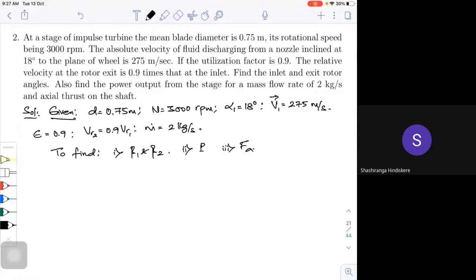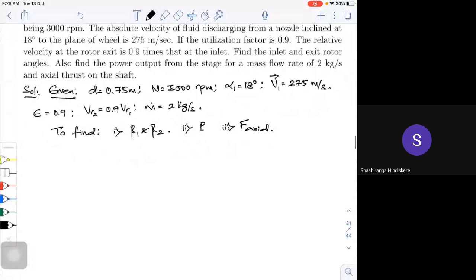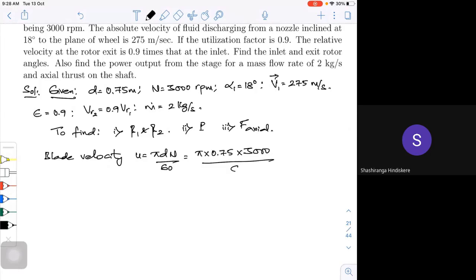See here, I do have a common velocity, that is your U. So let's find that. The common blade velocity U is equal to pi D N by 60, which is pi into 0.75 into 3000 divided by 60. I am getting around 117.81 meters per second. So this is the blade velocity.